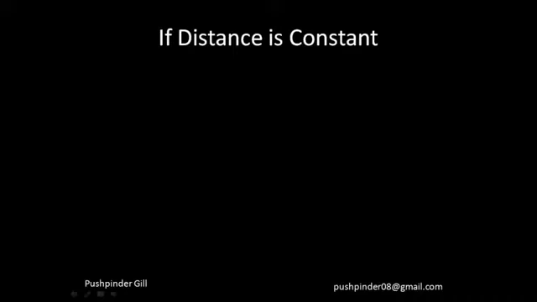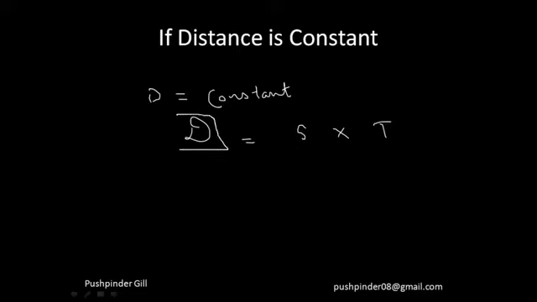Now the next point is if distance is constant. Now this is a tricky part. Now if I keep the distance constant, right, I travel the same distance. Now using this expression, if you see, distance is equal to speed into time. Now if distance is constant, I just circle it. If I increase my speed, my time is going to decrease. Let's suppose I'm traveling from, again, New York to New Jersey, right? The distance is the same. If I double my speed, my time would be halved.